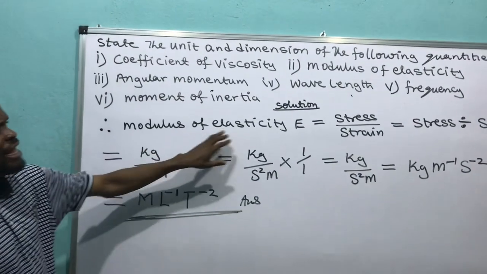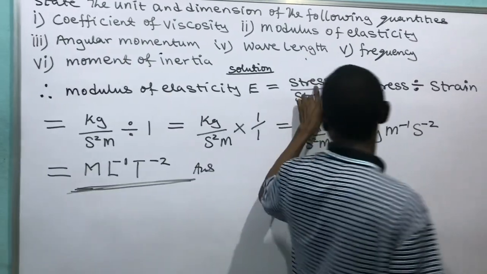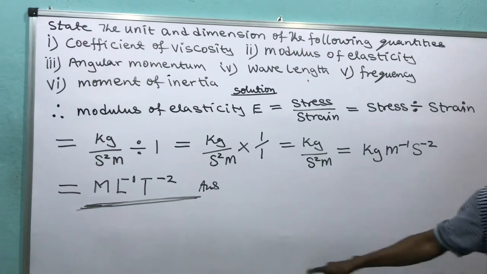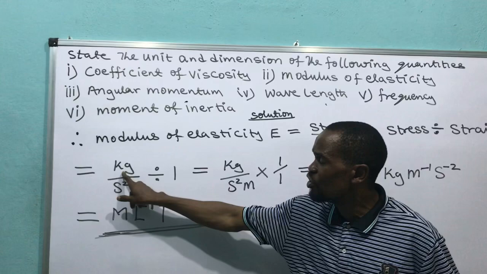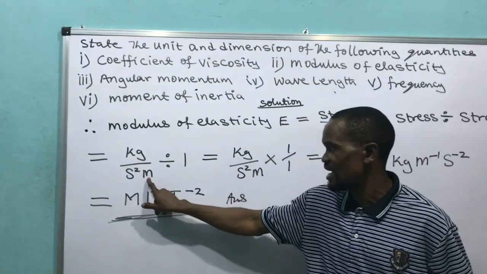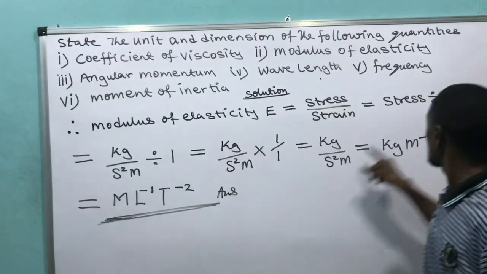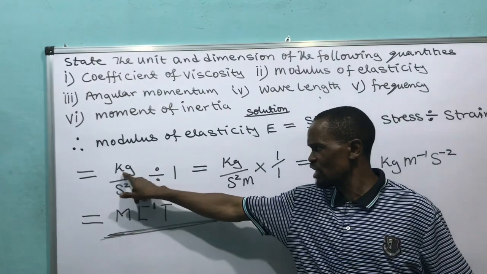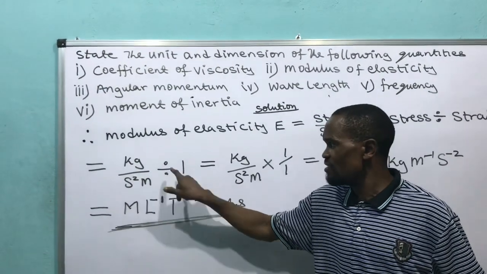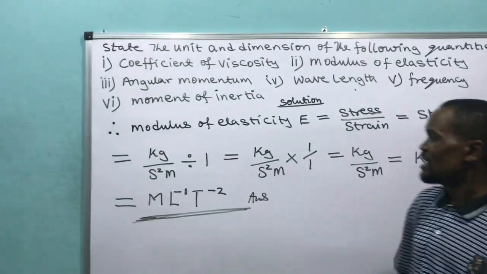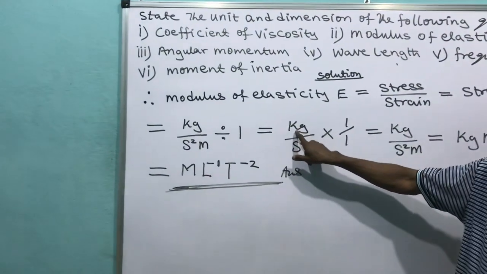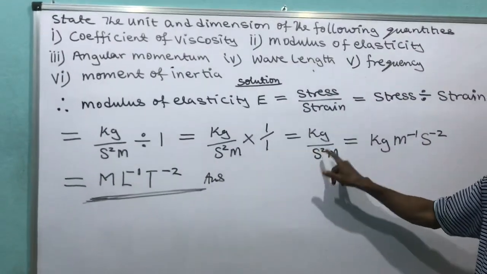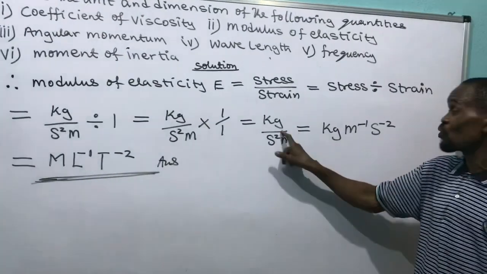Therefore, modulus of elasticity E equals stress over strain, as we said, which is stress divided by strain. We have gotten the stress to be kilogram per second square per meter, divided by the strain, which is 1. That's what you said. The stress is kilogram per second square per meter divided by 1. Then coming over here, I have kilogram per second square per meter times 1 over 1, and that leaves me with kilogram per meter square per second square per meter.